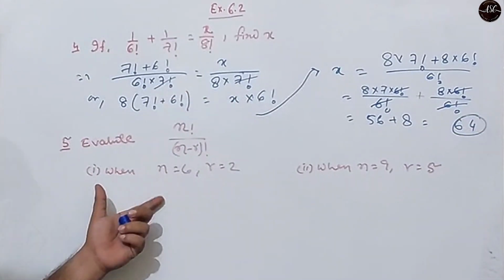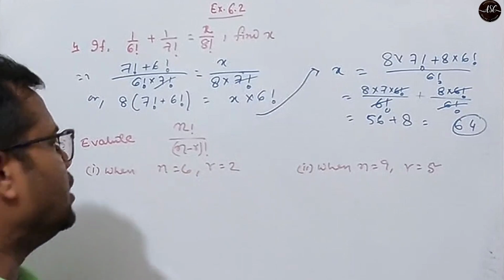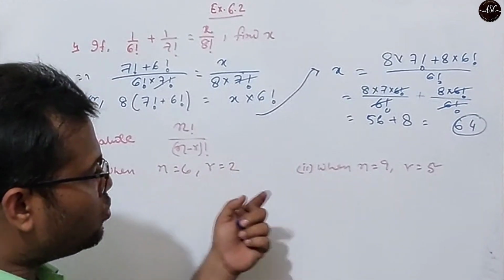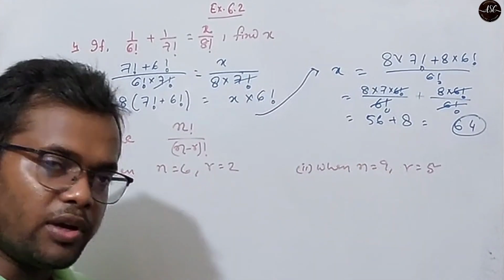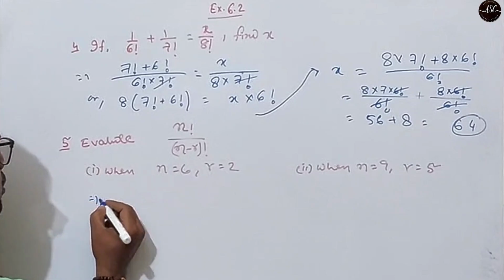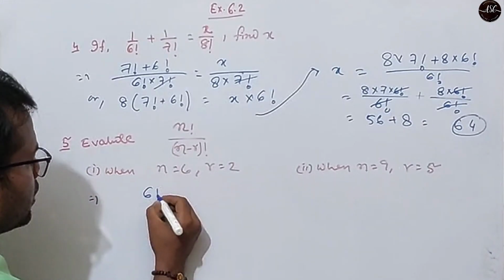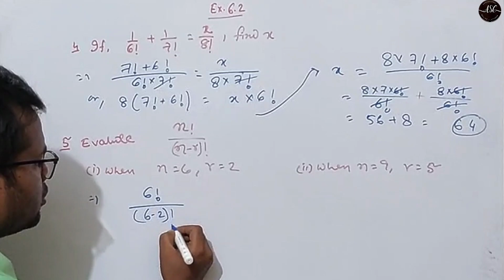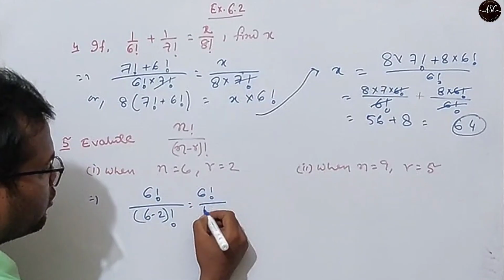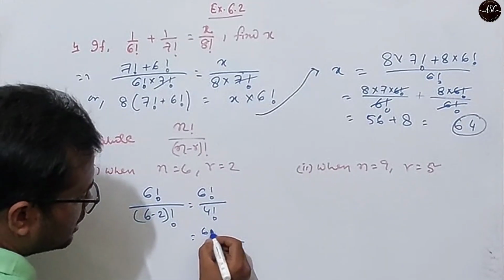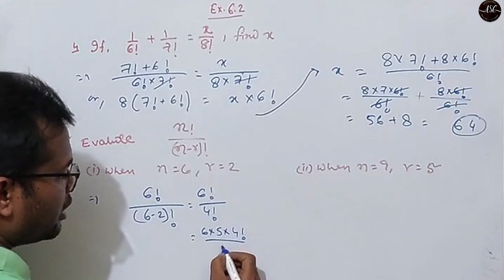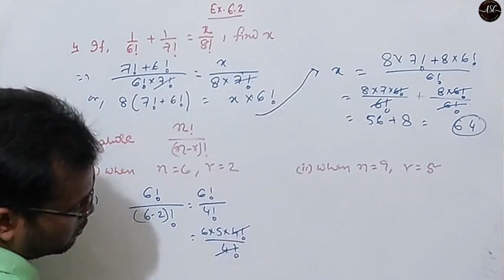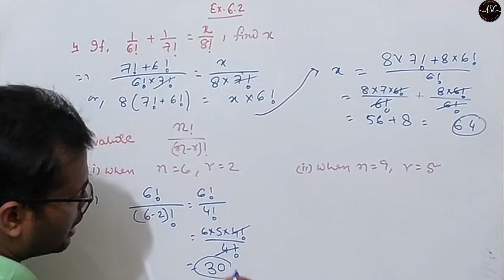Okay, now look at this question. Evaluate n factorial divided by (n minus r) factorial when n is equal to 6, r equal to 2, and the second question is when n equal to 9, r equal to 5. Just putting these values for the first one, we have 6 factorial divided by (6 minus 2) factorial. So this is equal to 6 factorial divided by 4 factorial. So 6 factorial can be written as 6 into 5 into 4 factorial divided by 4 factorial. So 4 factorial can be cancelled, therefore 30. 30 will be the answer.